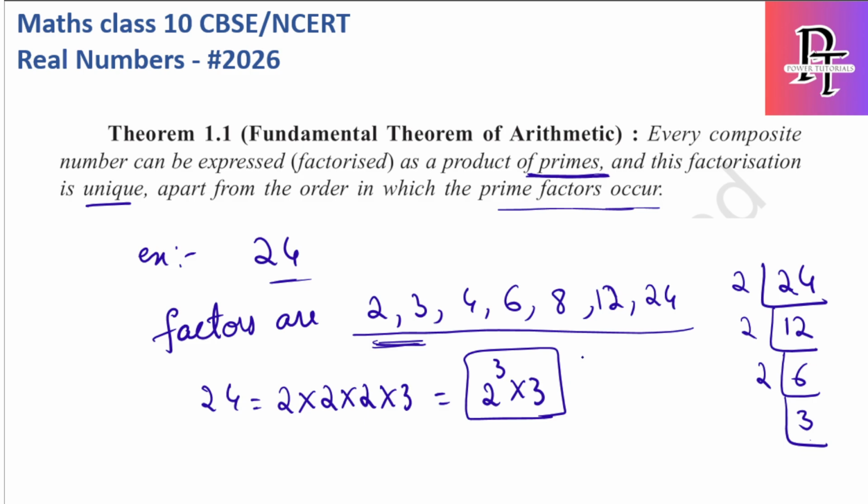So what is the theorem? It is saying that every composite number can be expressed as a product of prime factors, and this factorization is unique. So this 2 cube into 3 will only exist for 24. For any other composite number, this will not be the same, it will be different.